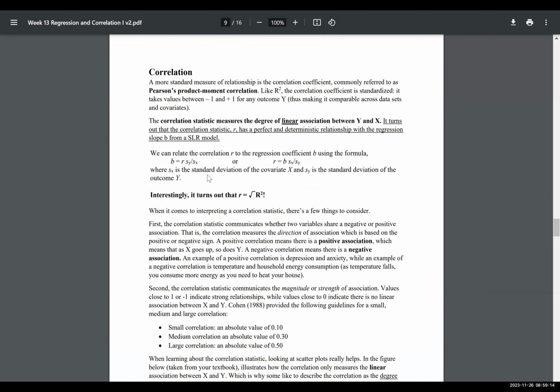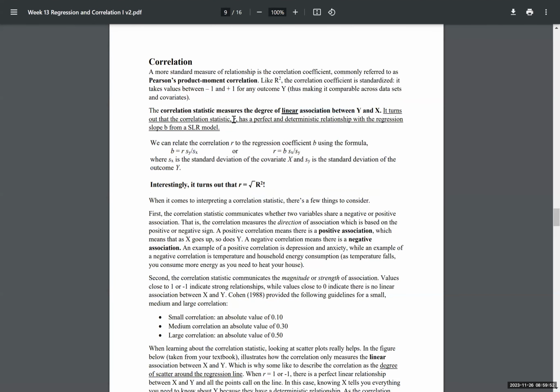Okay. So to review, what we just went through is the building blocks of simple linear regression. Remember, in simple linear regression, there's only one X and one Y, which means it's a bivariate procedure. And importantly, it only considers the linear association between X and Y. Now, we have a standard measure called the correlation coefficient, or Pearson's product moment correlation, that you can also use to describe the linear association between X and Y. And we usually denote this statistic with a little r.